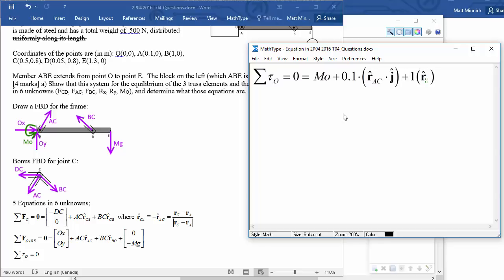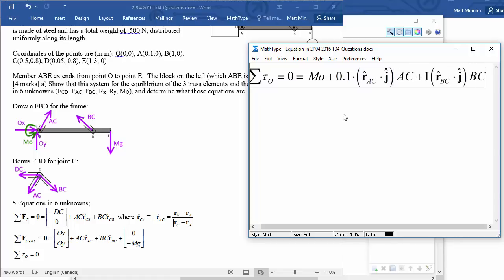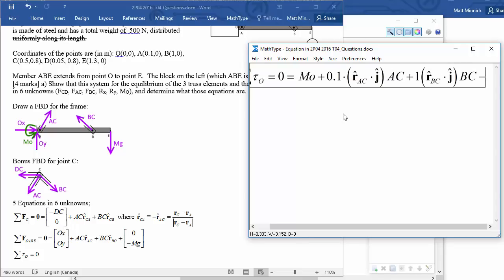R hat BC times J hat. Oh, and this also needs to be multiplied. So that's sort of the force, the distance and the component of the force, but we need the force itself. So that's AC and BC. And then we've got minus the mg at its total distance, which is 1.3 mg.